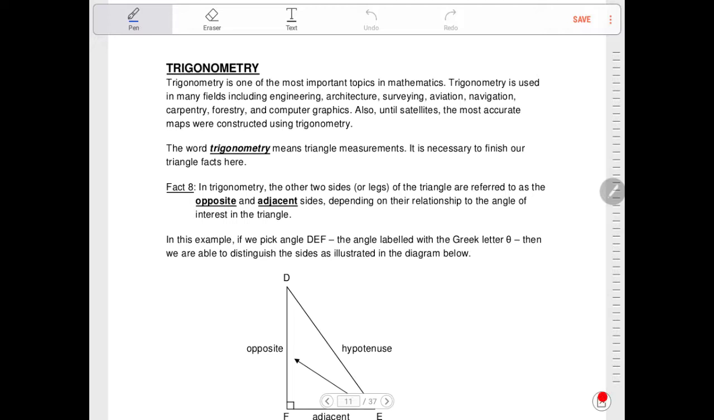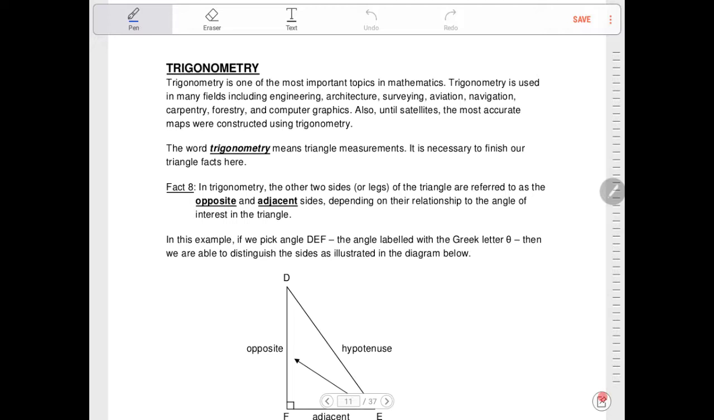Now, if you look here at the very front: trigonometry, engineering, architecture, surveying, aviation, navigation, carpentry, forestry, it goes on forever and ever, okay? Now, trigonometry means triangle measurements.